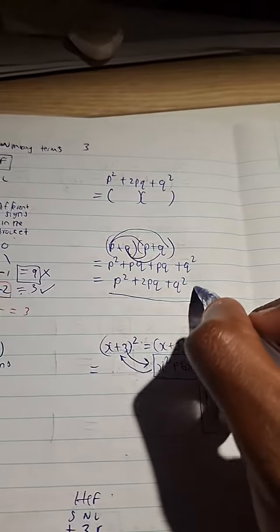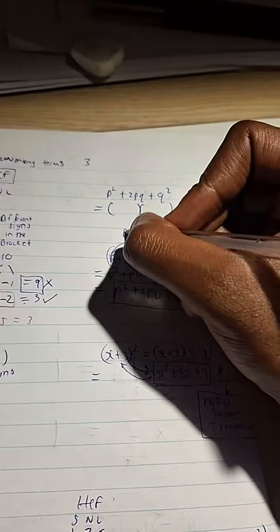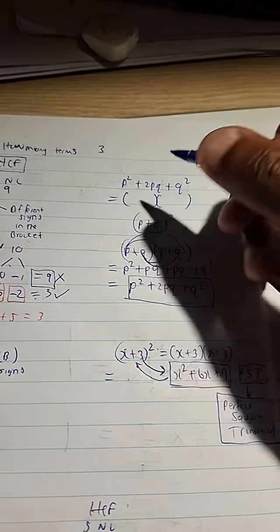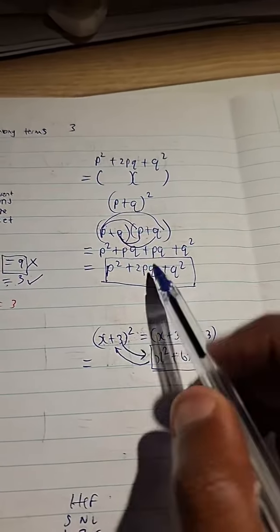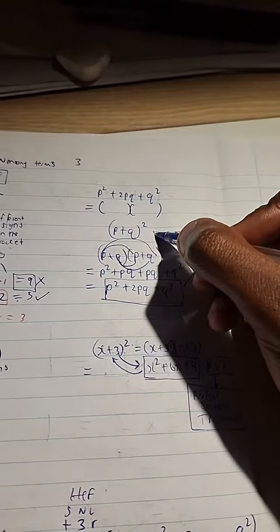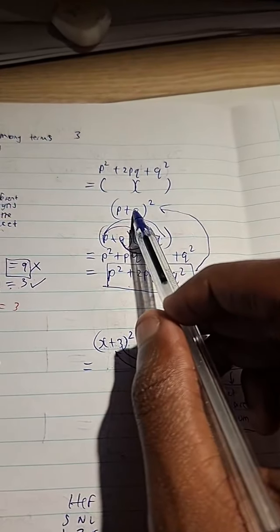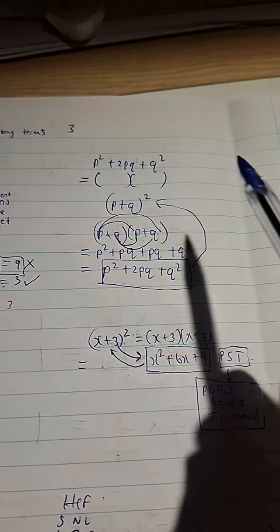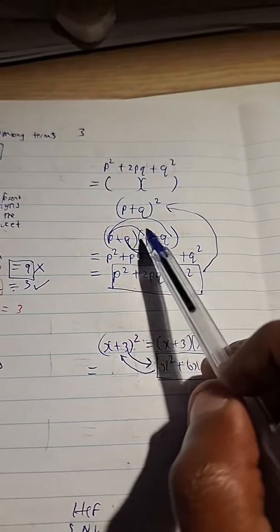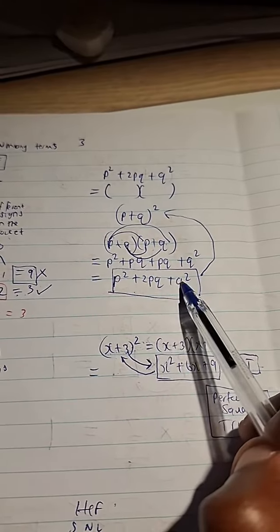This is the answer of the product of these two brackets. But remember, this is actually p plus q the whole thing squared. That's what this is. When factorized, p squared plus 2pq plus q squared is p plus q the whole thing squared. Okay, I repeat again: p plus q into p plus q, when multiplied, gives you p squared plus 2pq plus q squared.